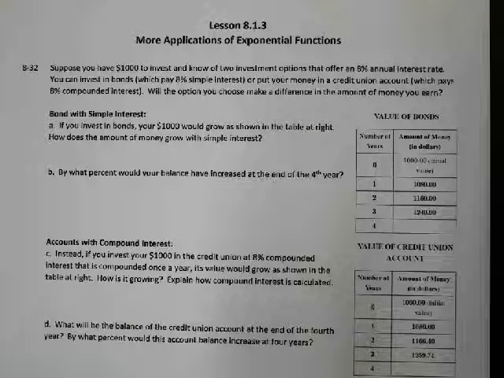All right, Advanced Math A, here we go. We've got lesson 8.1.3, more applications of exponential functions.